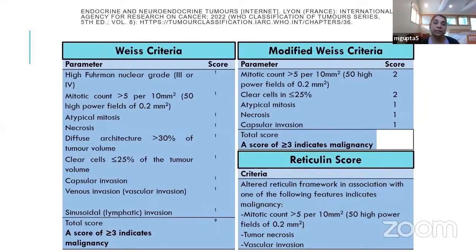complex criteria. And these are from the new WHO fascicle, the features which are evaluated and then given a score. But you will see most of these criteria typically use the same features, which is the mitotic count, degree of nuclear atypia, necrosis, capsular vascular invasion, and what kind of cells you are seeing there. And in the reticulin score, of course, it's how the reticulin framework looks altered on reticulin staining. And each feature is given a number, and then based on what the total score is, the malignancy is decided.